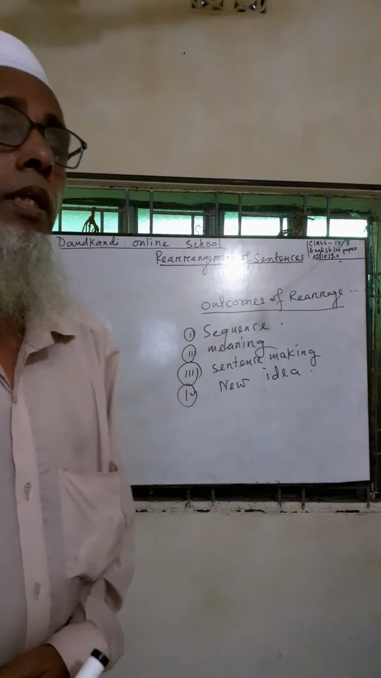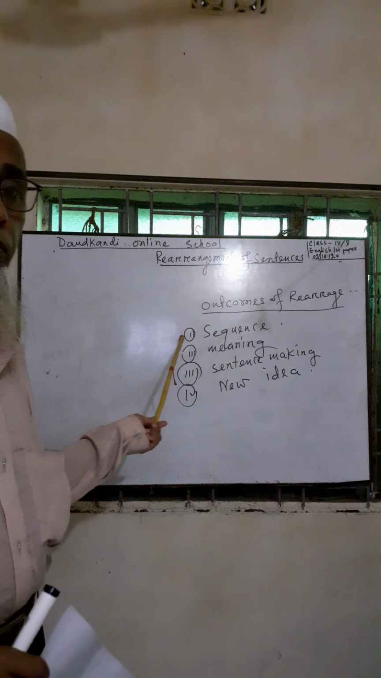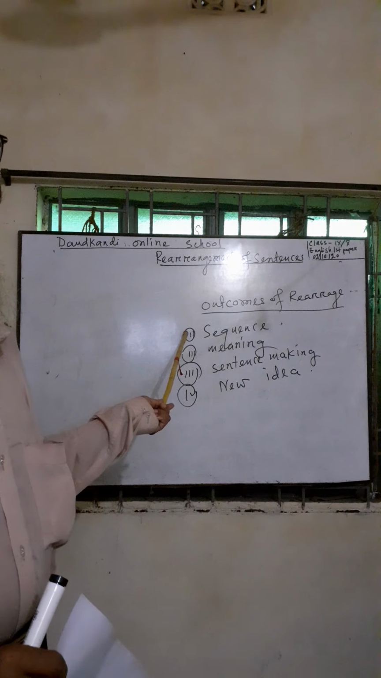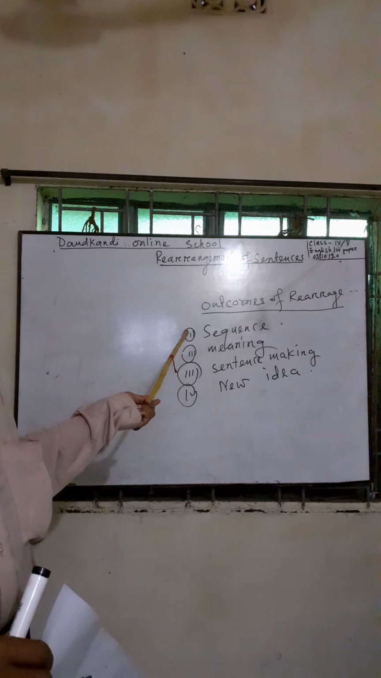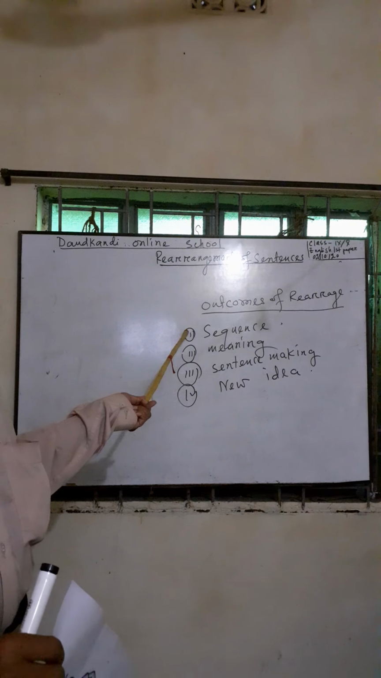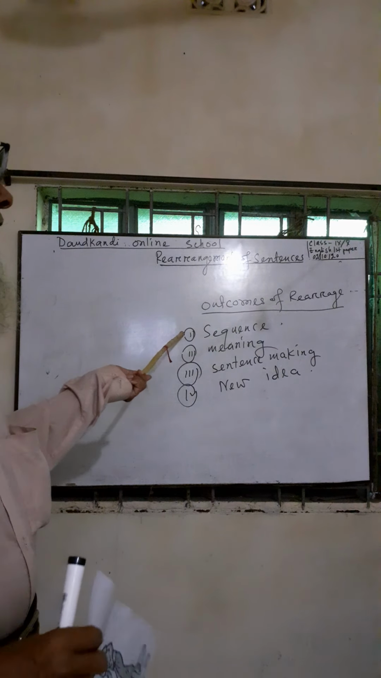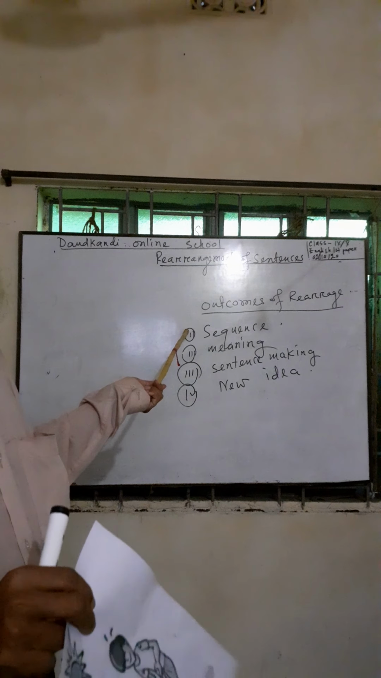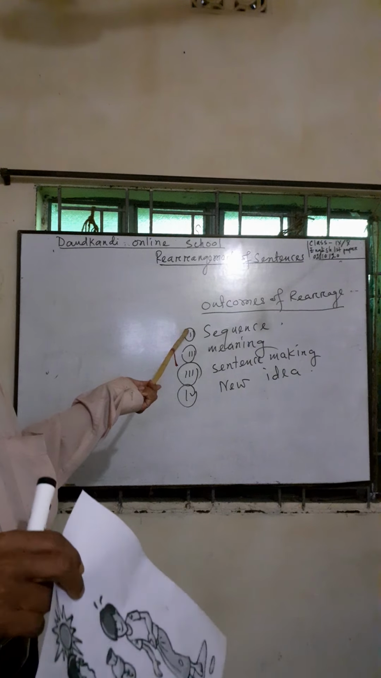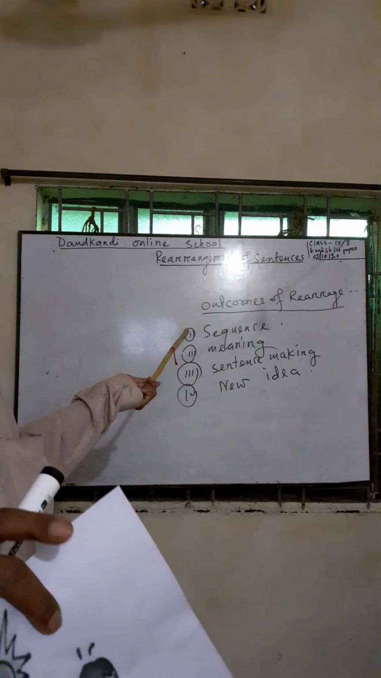Number one, sequence, dharavahikata. Number two, meaning. Number three, sentence making. Number four, new idea. Sequence. If we write something, then we have to follow the sequence. Without sequence, sentence cannot be arranged rightly. For this reason, if we learn rearrangement of sentences or rearrange, we can learn about the importance of sequence. Sequence means how sentences are said one after another according to sequence, according to their position.